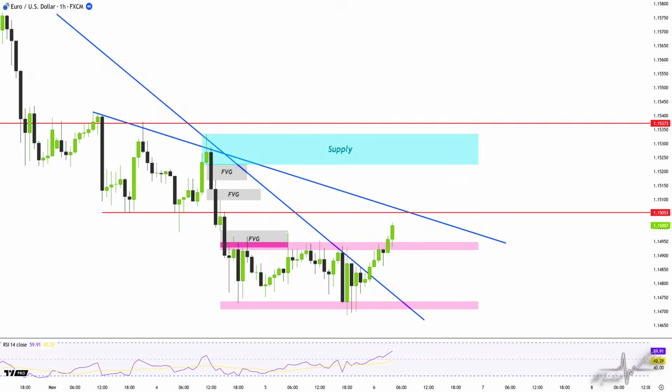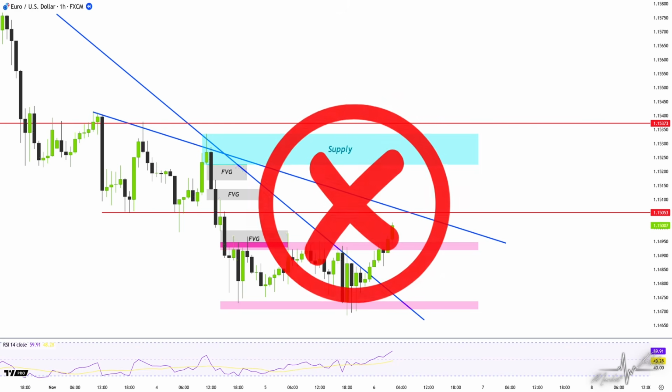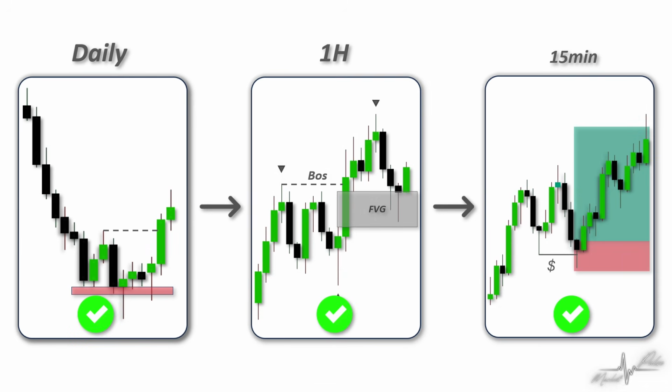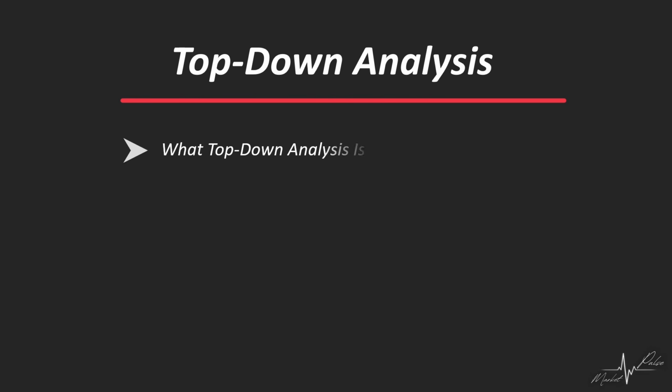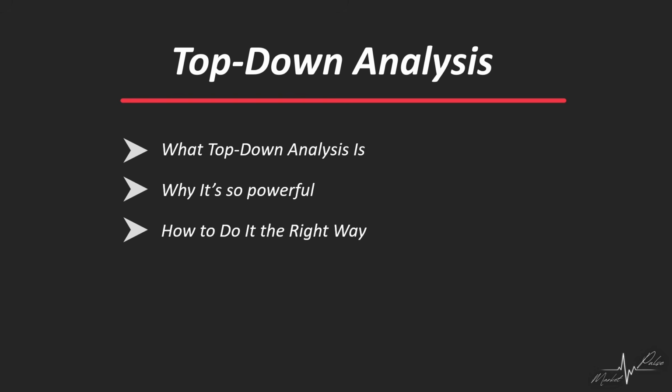They try to apply every concept from higher time frames onto the lower ones, and suddenly their chart becomes messy, confusing, and completely unhelpful. That's exactly why so many traders fail when using multiple time frames. So, is there a right way to use top-down analysis? Absolutely. In this video, we'll break down why it's so powerful, show you where traders go wrong, and walk you through our exact method for combining time frames effectively.